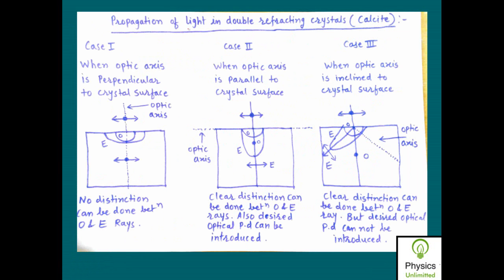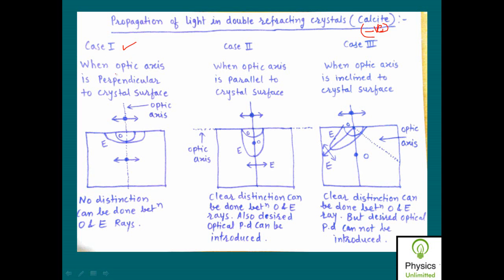Then the next important topic is propagation of light in double refracting crystals such as calcite. We study the propagation of light in a double refracting crystal such as calcite, which is a negative crystal, which we have right now seen, and it has been studied under three different cases. Case 1 is when the optic axis is perpendicular to the crystal surface. Case 2 is when the optic axis is parallel to the crystal surface, and case 3 is when the optic axis is inclined to the crystal surface. So let us discuss these cases one by one.